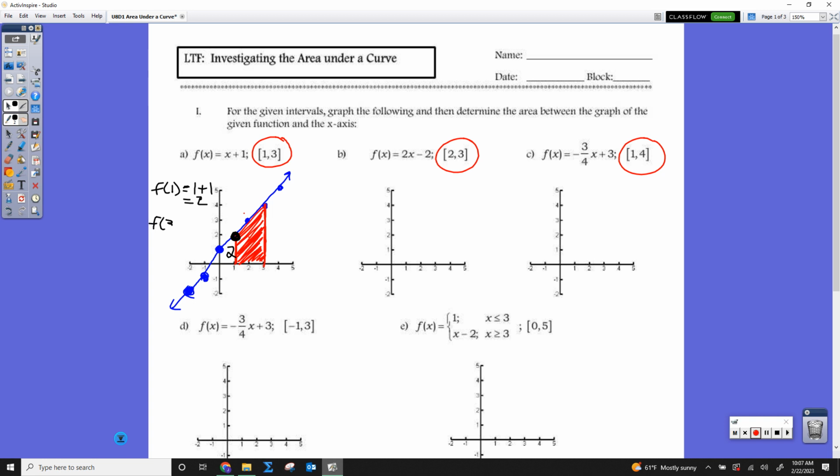If I said f of 3, it looks like it's 4, and we can verify that. 3 plus 1 is definitely 4. So that's this point right here. And so the distance from 0 to 4 is the length of 4. And we already know the distance between 1 and 3 is 2. And so we're just going to find that area, which is our trapezoid.